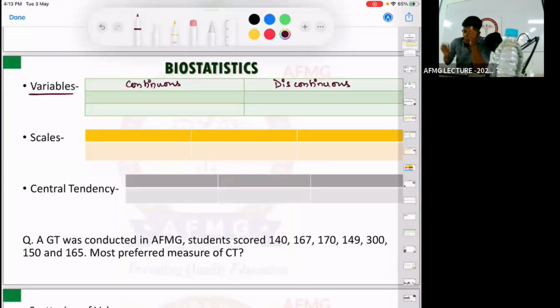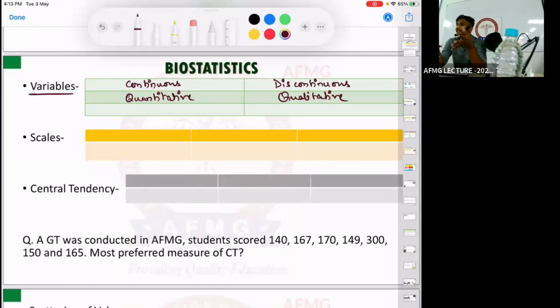Done with this, the next classification that we have, either it is a quantitative variable. What do we mean by that? Quantitative variables are the ones which can be measured, and which can be compared as well. Those which we can measure and compare are called the quantitative variables. Whereas the values which cannot be measured or cannot be compared are called the qualitative variables.